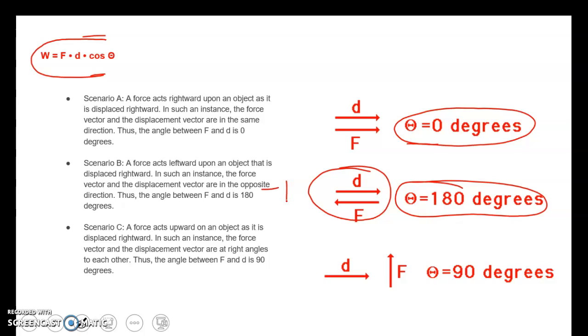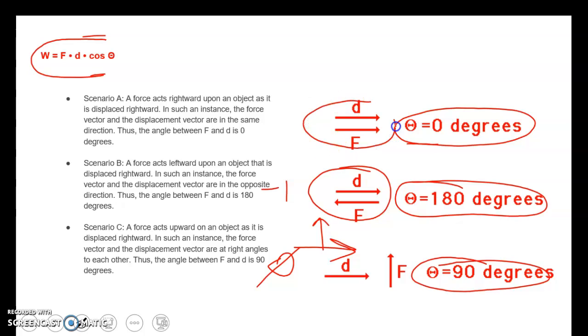And then our third scenario, you've got the displacement going to the right, but the force going upward. So like you're holding a suitcase up while traveling to the right. When you do that, your angle is 90 degrees. The cosine of 90 is 0, which means no work is being done. So the idea is that if they're on the same plane, then we expect to see work being done. But if the force and displacement are at 90-degree angles to each other, we expect no work to be done.